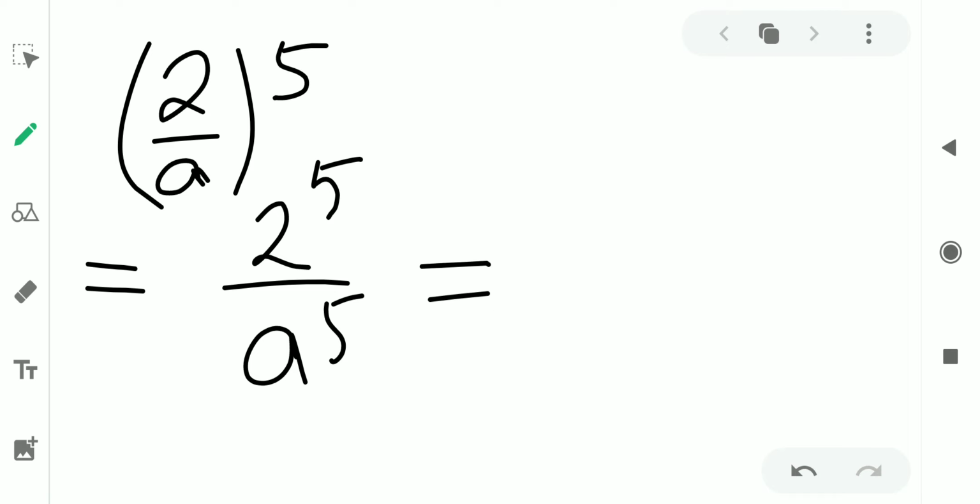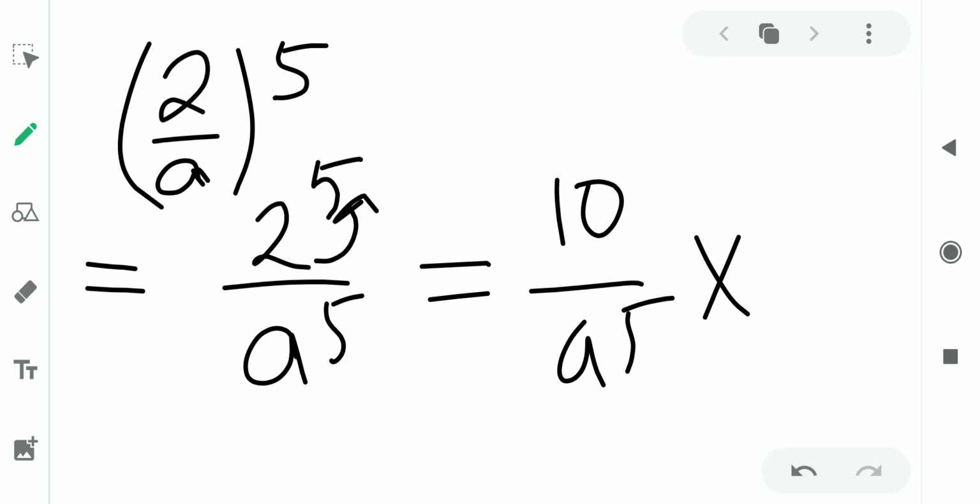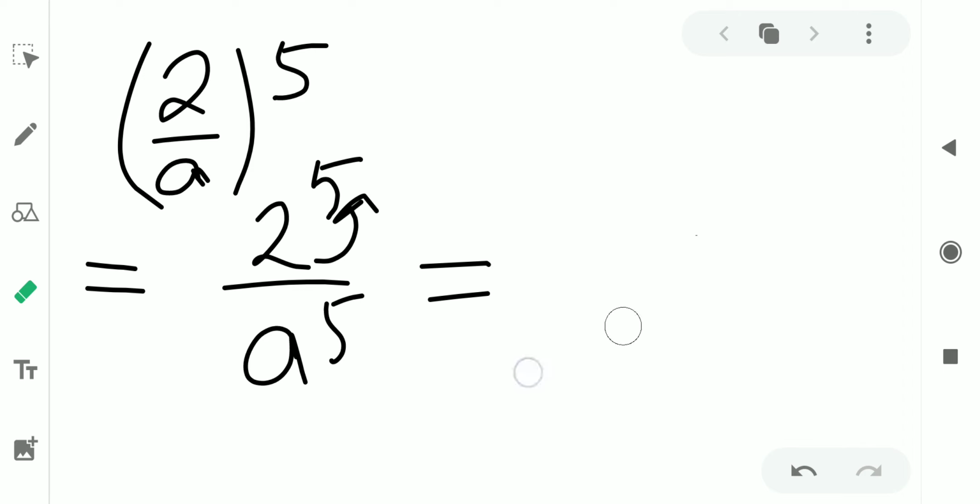Okay, now we have to find the values of 2 to the power 5 and a to the power 5. Now see, again we have 2 to the power 5. What do some students basically do? They simply multiply 2 5s, 2 5 10, and they write 10 over a to the power 5. No, this is wrong. So how do we have to solve it? Again we have here 2 to the power 5. That means now multiply 2 5 times.